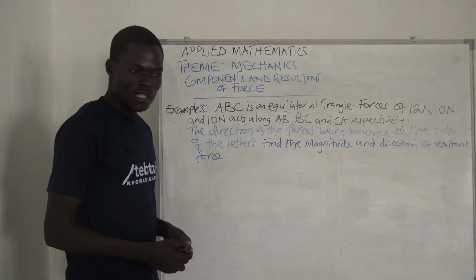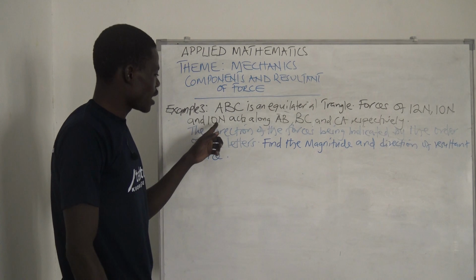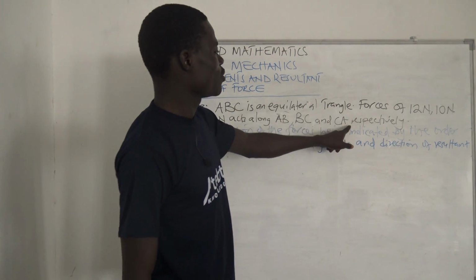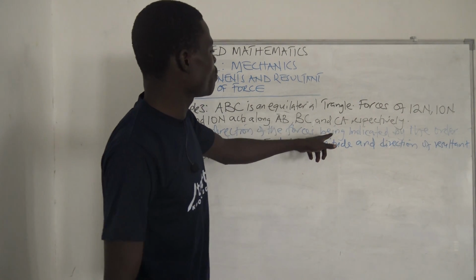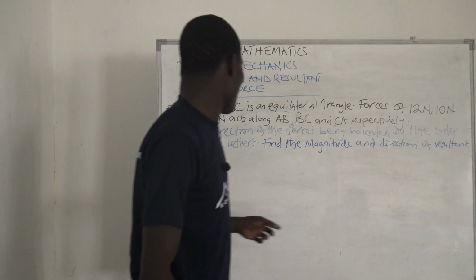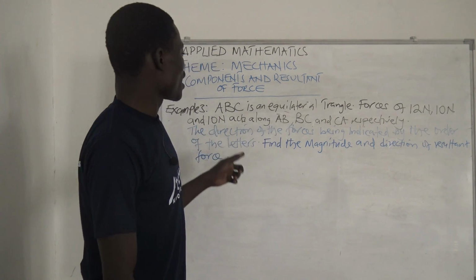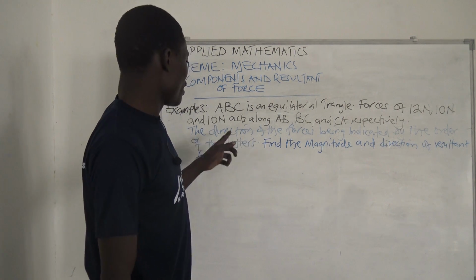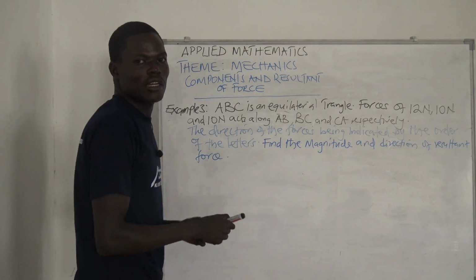ABC is an equilateral triangle. The forces of 12 Newton, 10 Newton, and 10 Newton act along AB, BC, and CA respectively, the direction of the forces being indicated by the order of the letters. Find the magnitude and the direction of the resultant force.